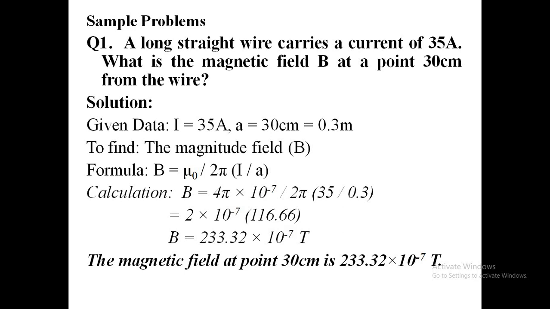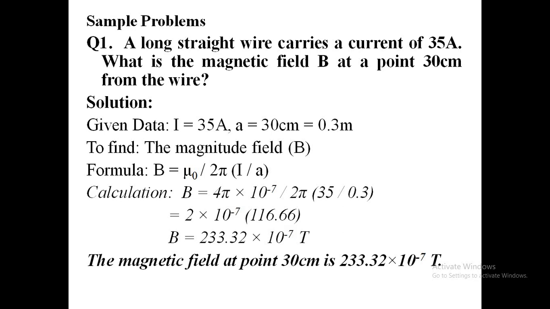Sample problems. Consider a long straight wire carrying a current of 35 ampere. What is the magnetic field B at a point 30 centimeter from the wire? Here, the given data is current is given as 35 amperes and the value of a is 30 centimeter, which is equal to 0.3 meter.